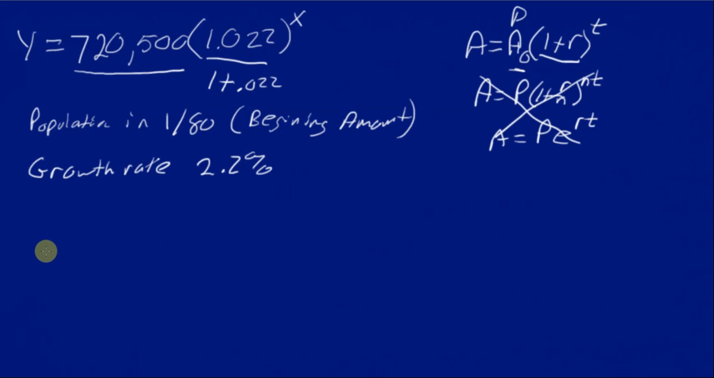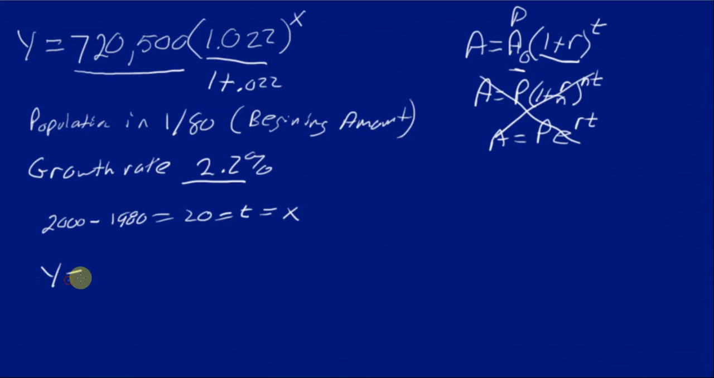Okay, B says then, what is the population in the year 2000 if the growth continues at the same rate? So we're going to assume this rate continues. Well, 2000 minus 1980 is going to equal 20 years. So that's my T, or in this case, my X.